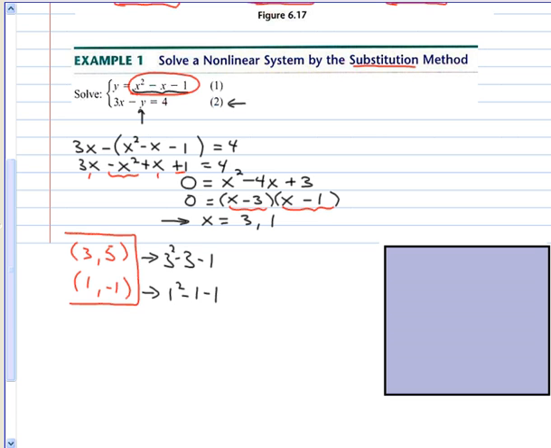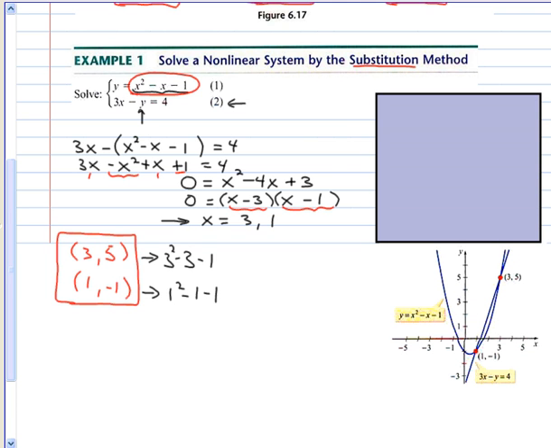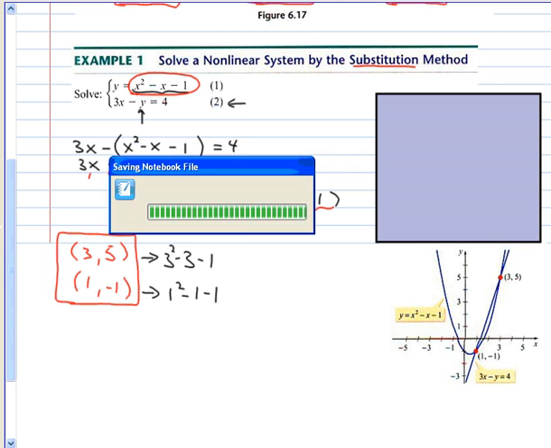So there's my solution. I have 2 points that are solutions to this system. The first equation is a parabola, the second equation is a line. So there's the graph, and you notice there are the 2 points, (3, 5) and (1, -1), where they intersect. So that's my solution to that system.